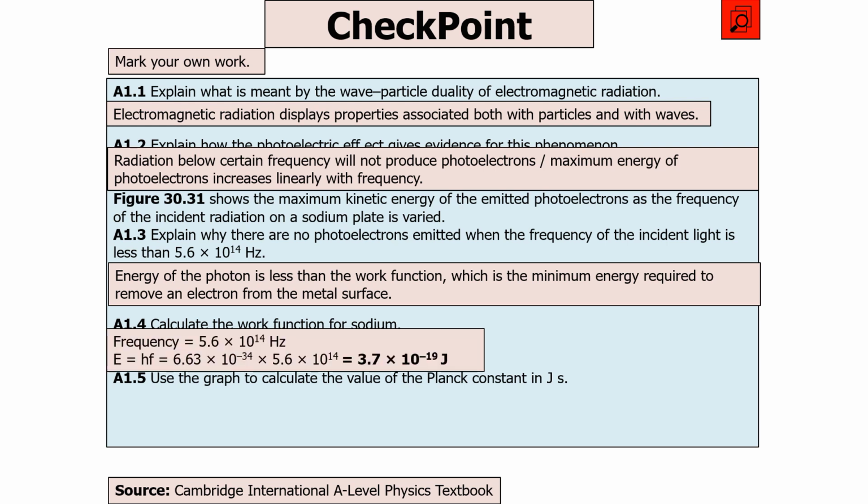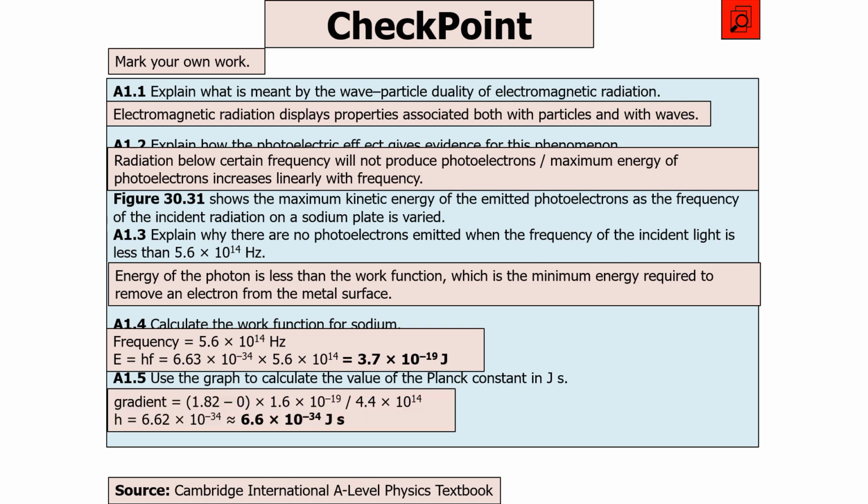The work function, well, we can look at the graph, and on the graph, the threshold frequency is 5.6 times 10 to the 14 hertz. Therefore, E equals hf. So we can work out the work function, the energy equivalent of the threshold frequency, by multiplying the frequency by Planck's constant. So we get 3.7 times 10 to the minus 19 joules. And then on this graph, the gradient of the straight line is Planck's constant. So you work out the gradient of the line, and we get 6.6 times 10 to the minus 34 joule seconds.